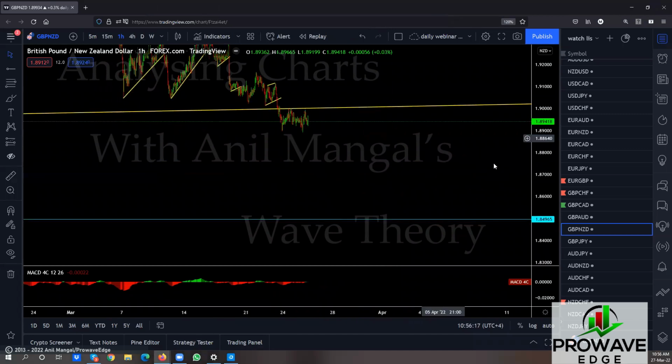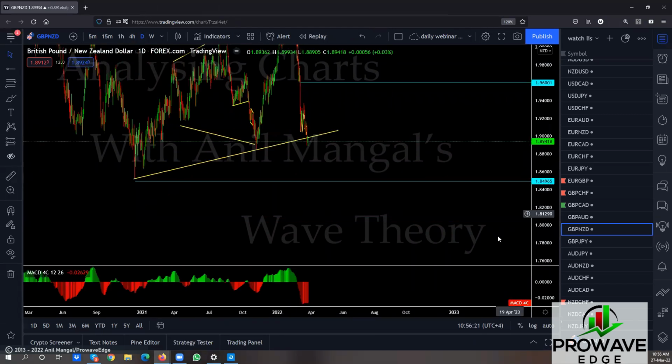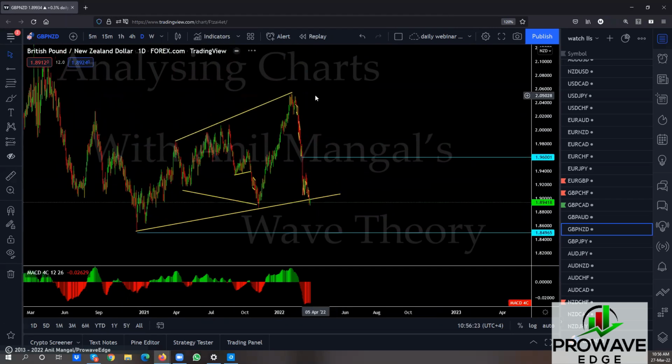So let's see. Can it actually go back up to the top from here? Let's say go back, make a new high to the top here. It can, but I'm not looking at that. There's a very, very good reason why that thing is only about a 2% chance of happening. There's a 98% chance this is going to fall. I'm not going to go into those details here, but when you understand pattern, you see that, right?